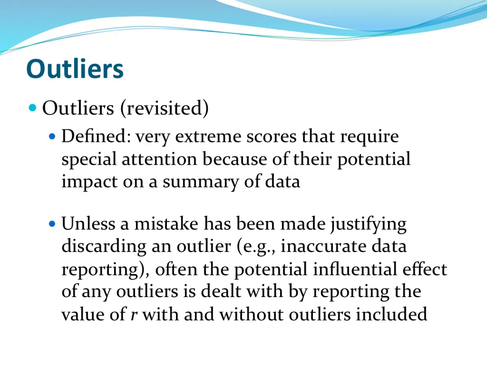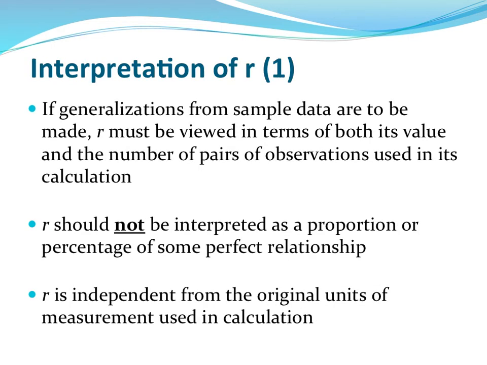If you cannot confirm that the outlier was misrecorded, however, and you are unsure if it is an actual value reported in your data, it is often recommended not to simply discard the value even though it might impact your study results. If this is the case, often the potential influential effect of any outliers is dealt with by reporting the value of r with and without the outliers included, and stating that you had an extreme observation in your data that affected results.